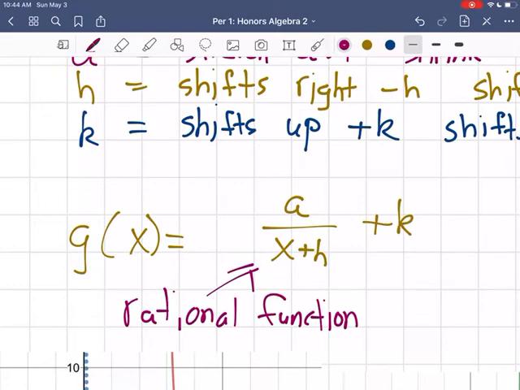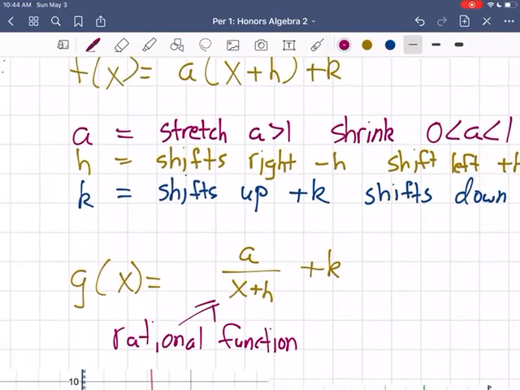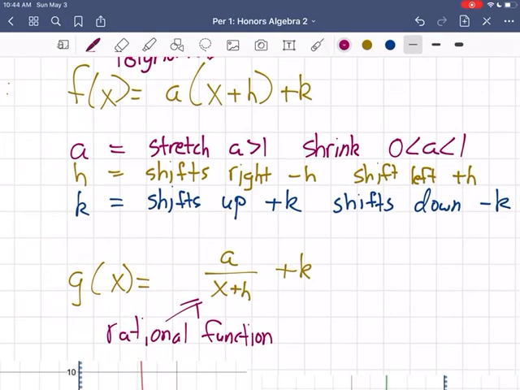Okay, so now this isn't going to change anything about what these three things do. In this equation, a is still going to stretch it when a is greater than 1. It's going to shrink it when a is less than 1 or greater than 0. This h is still going to be our horizontal indicator. So when it is positive, it is going to shift it to the left, and when it is negative, it is going to shift the rational function to the right.